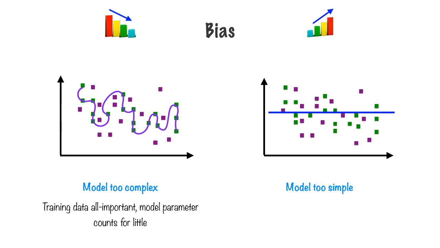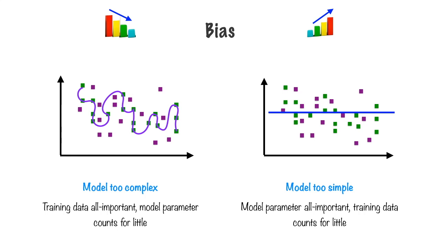At the other extreme, models which are high bias might end up being far too simple. The model parameter becomes all important then. The fact that we use a straight line to represent the data is far more important than the actual training data in the example that you see on screen.